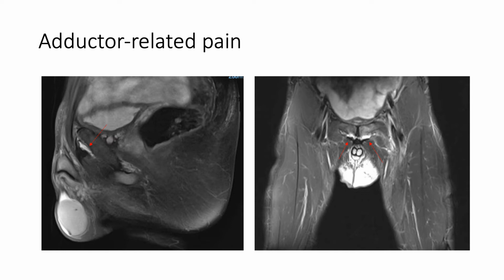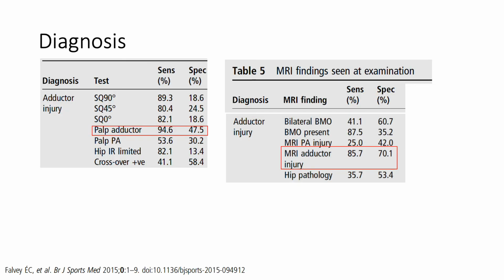It's important to examine for adductor-related pain, palpation around the adductor origins and inferior pubic ramus, and of course doing the squeeze test. There's various tests that you can do for adductor-related pain. Palpation of the adductors seems to be the most sensitive and also the most specific test, although you can see from these various tests which have been researched, no test is particularly specific for adductor-related pain, and there is plenty of crossover with pathologies in other areas.